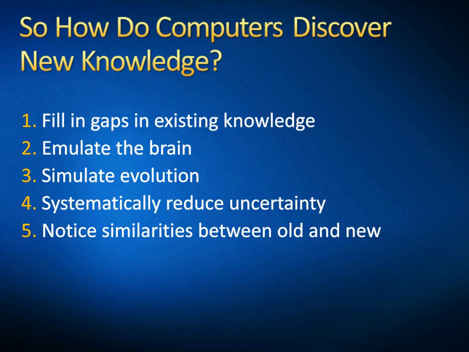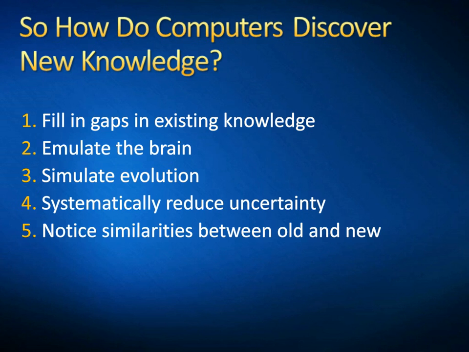The second one is to emulate the brain. The brain is the greatest learning machine on earth, and so maybe we can try to emulate it on a computer. The third one is to simulate evolution. In some ways, evolution is an even greater learning algorithm than the brain, since it produces the brain as well as everything, all of you and all of life on earth.